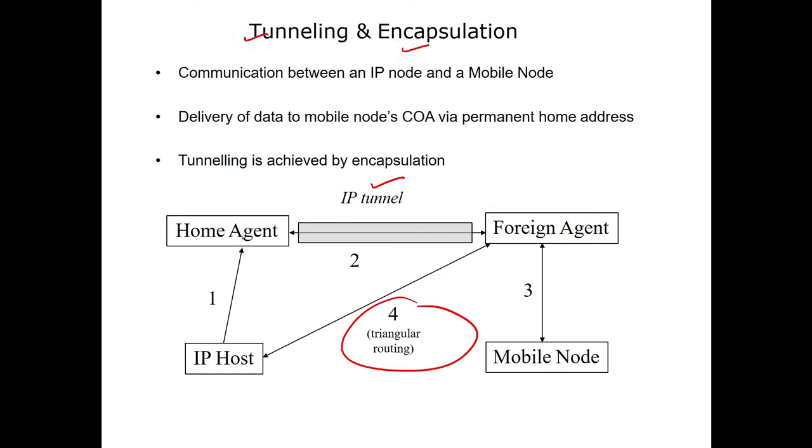Tunneling is nothing but from home agent to foreign agent. The IP host will be sending the IP protocol frames. The IP protocol packet frames will be tunneled from the home agent to the foreign agent through an IP tunnel, and then there is delivery of data from the mobile node to a care of address with respect to the permanent home address, which is performed with a concept called triangular routing. Triangular routing is the simplest form, in which all packets to the home network are sent to the mobile network through a tunnel.